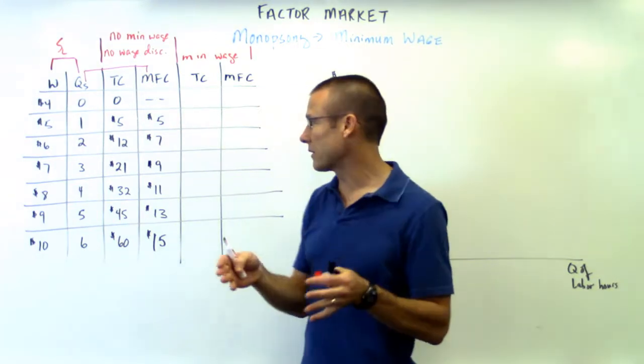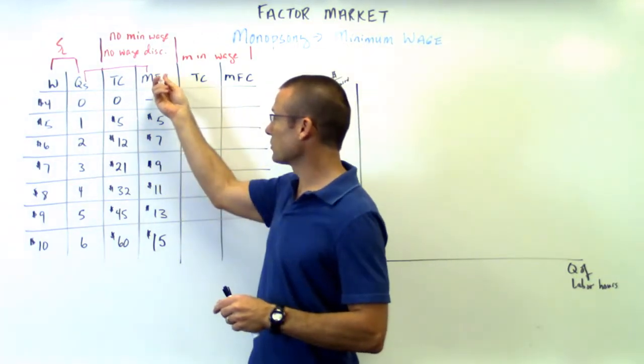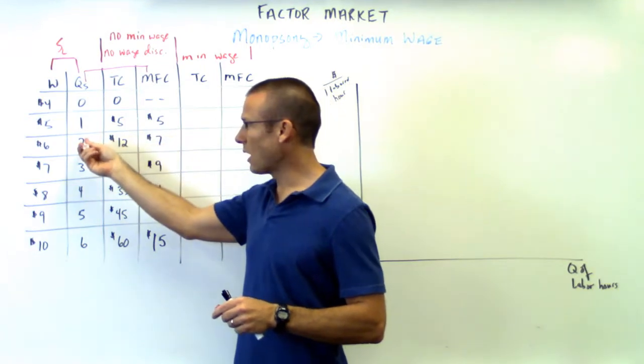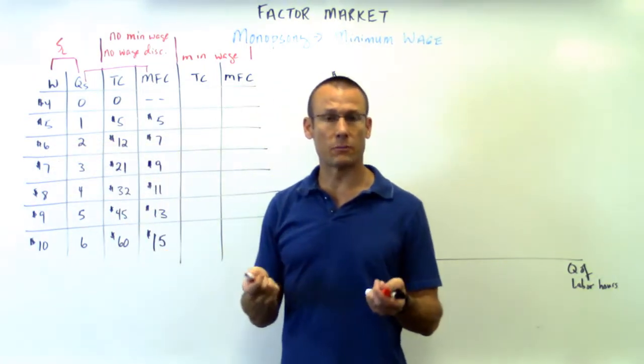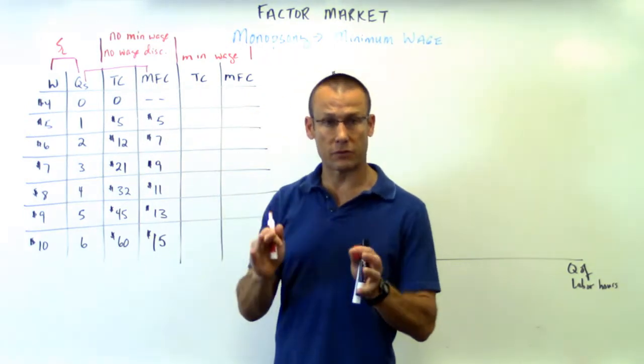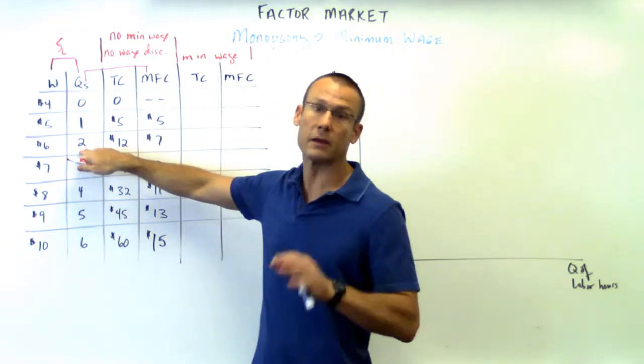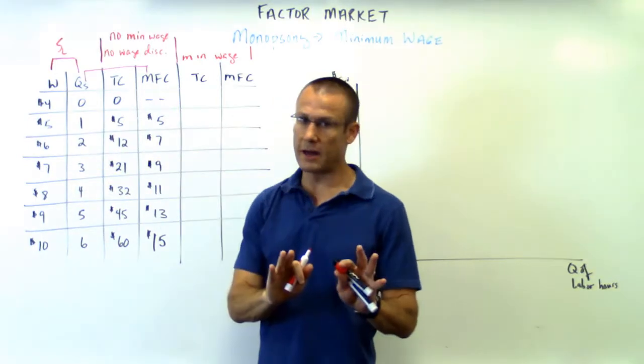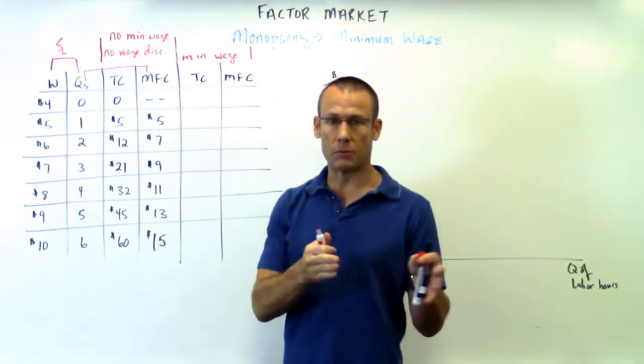What's the important thing that we see right here? We see that the marginal factor cost curve at a quantity of 2 is not going to be the supply curve anymore. In fact, the marginal factor cost curve is going to be a little bit above the supply curve at a quantity of 2, okay? Not an output, a quantity, labor hours.